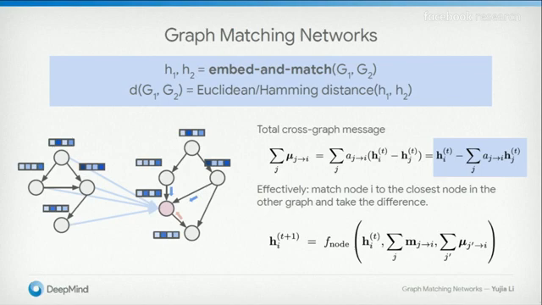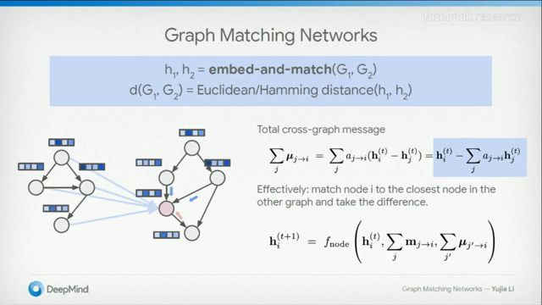If we look at the total cross-graph message coming into one particular node, then it has this particular form that is actually the difference between the representation of that node and an attention-weighted average of all the node vectors from the other graph. So effectively, it is matching that particular node to the closest node in the other graph, and then taking the difference between their representations. So that is also why we call our approach the graph matching networks approach.